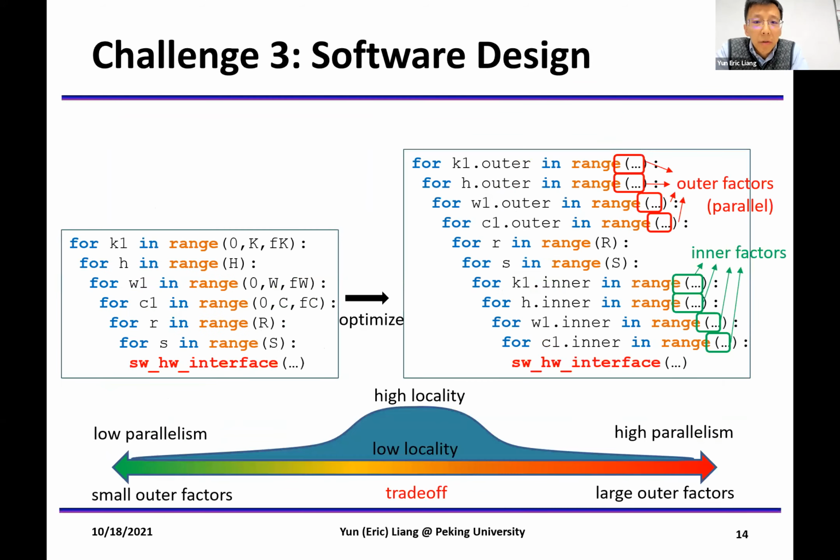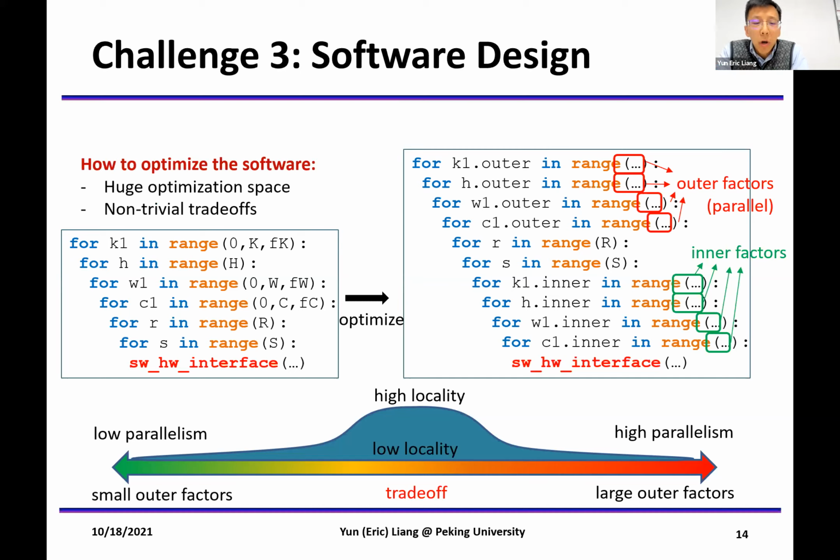And the last challenge is the software design. For the loops to be implemented by the software, we can use sophisticated loop transformations to optimize this, including loop split, fusion, tiling, and so on. These different transformations impact the final performance by influencing locality and parallelism. And obviously, there is a huge optimization space with non-trivial trade-offs, so it's very difficult to optimize.